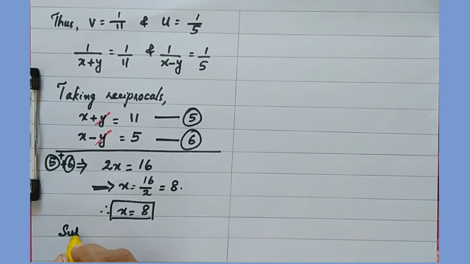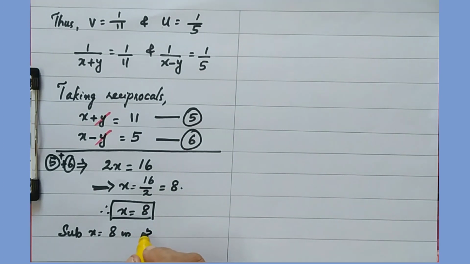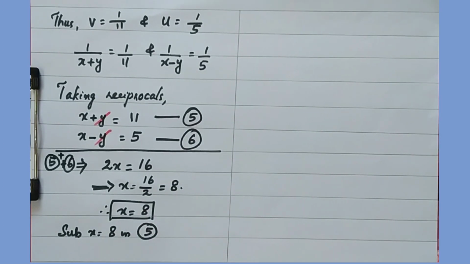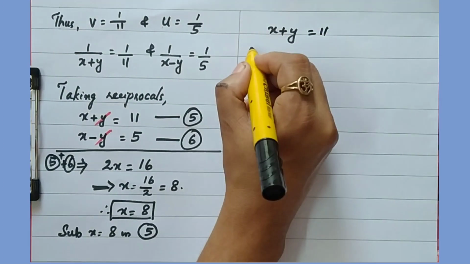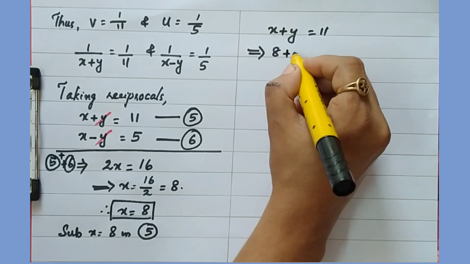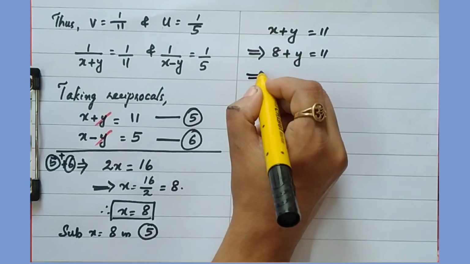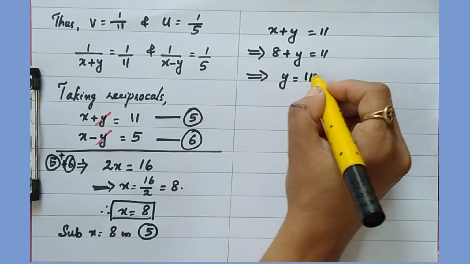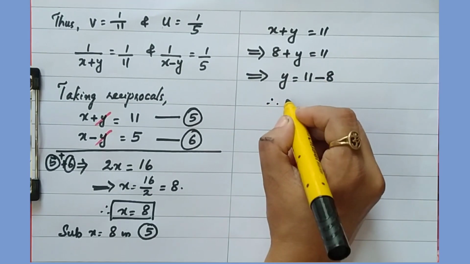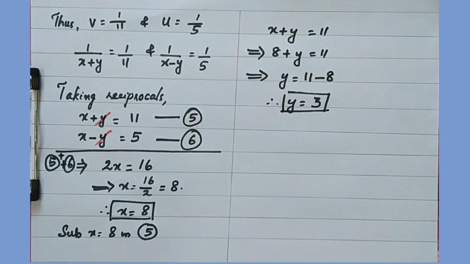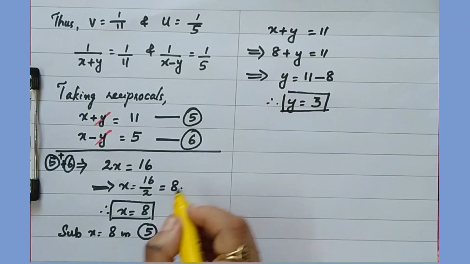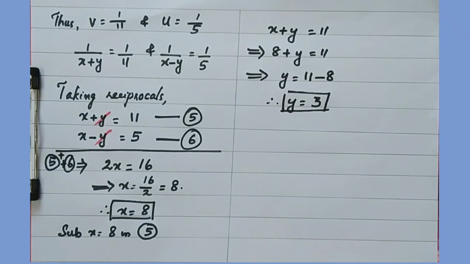Now substitute x equal to 8 in any of the equation 5 or equation 6. In equation 5 I am going to substitute. So what happens to equation 5? x plus y equals 11, which implies substitute x with 8. 8 plus y equals 11, which implies y equals 11 on the right side, plus 8 goes to right side, becomes minus 8. Therefore y equal to 3. So all these values, always remember the values you need to put in box. Why? Because you can easily identify where the value lies.